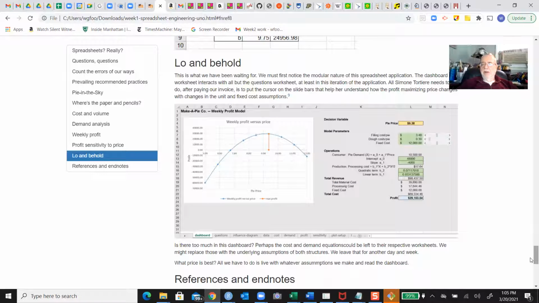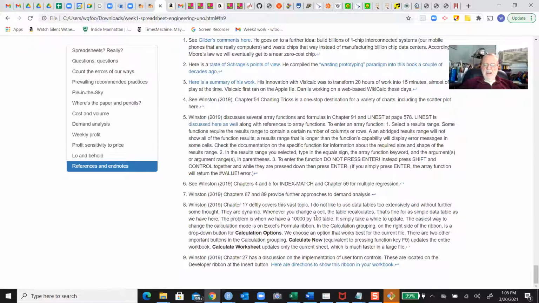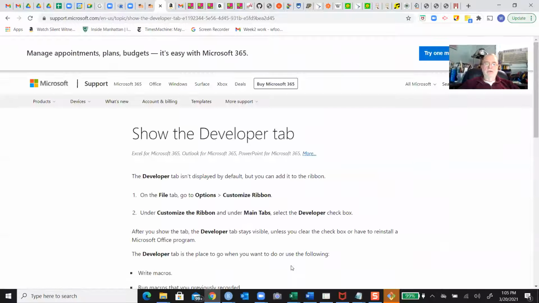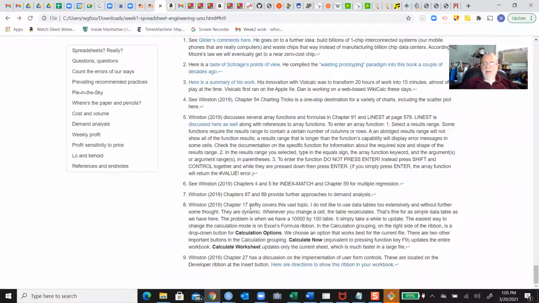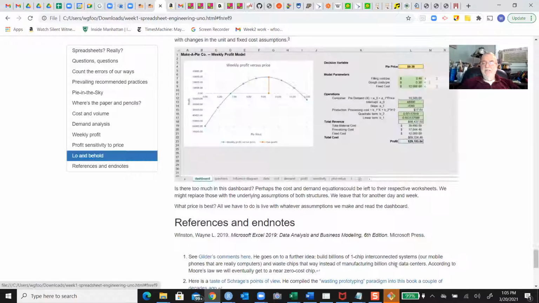And lo and behold, here is the model. We have slide bars up here. What does that say? Yeah, they're called user form controls. And they're located on the developer ribbon. And if you don't have a developer ribbon, here's where you go to put it on. It'll tell you how. Okay, always go to the people who made the application, in this case, Microsoft's Excel engineers. Okay, and this is helpful.